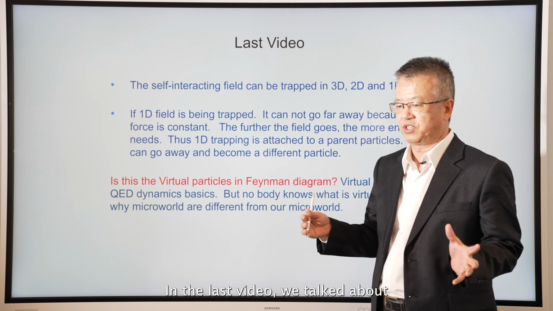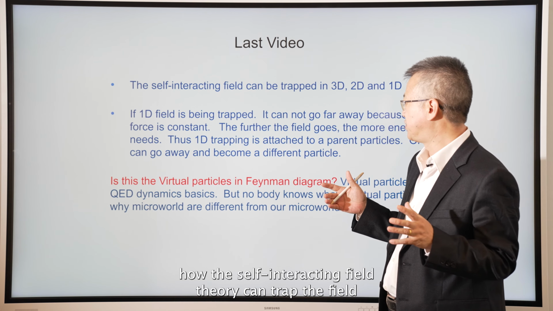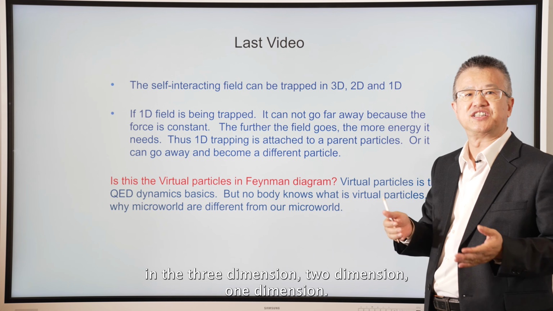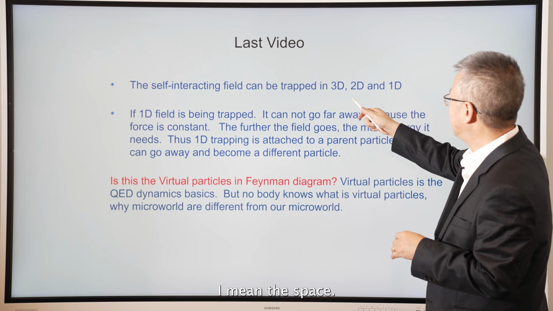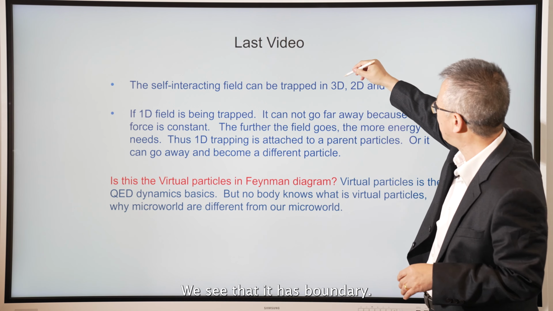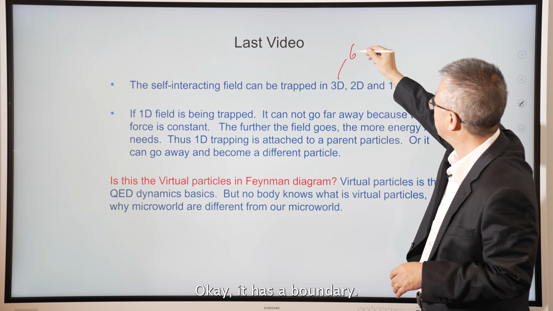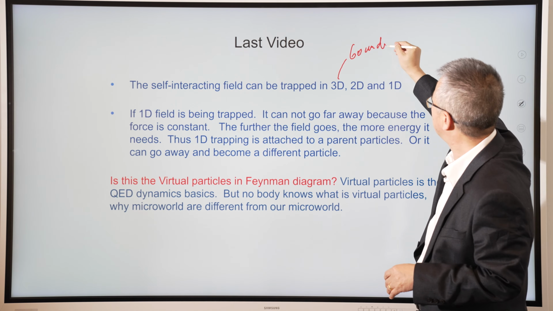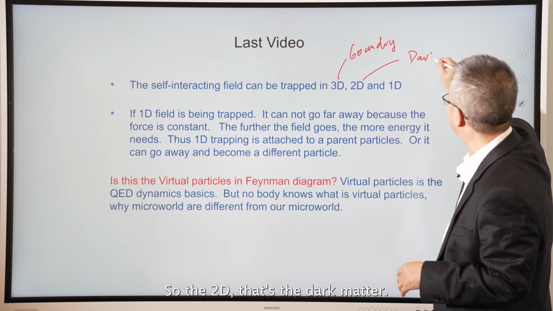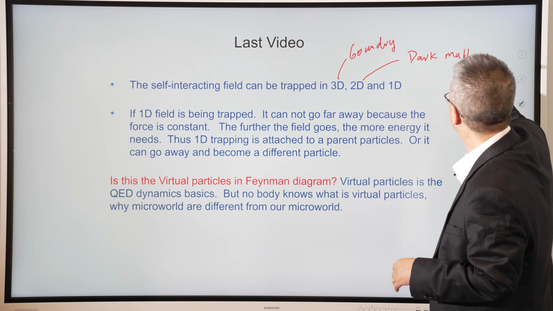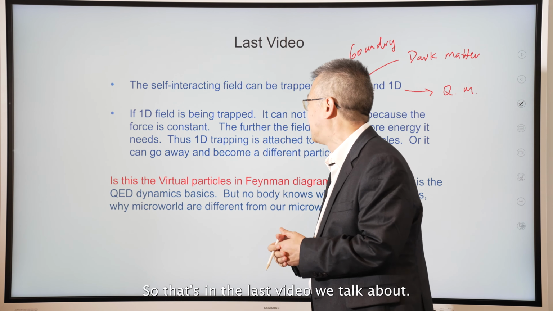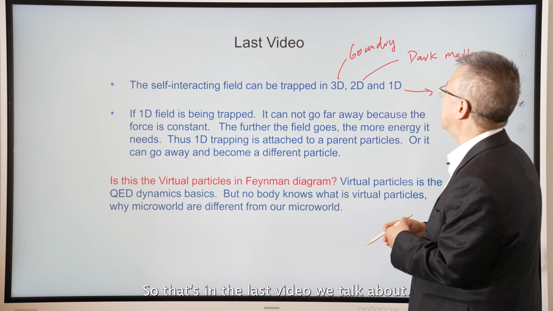In the last video, we talked about how the self-interacting field theory can trap the field in 3-dimensional, 2-dimensional, and 1-dimensional space. 3-dimensional space, we see that it has a boundary. The 2D, that's the dark matter. We think it's quantum mechanics. So that's what we talked about in the last video.